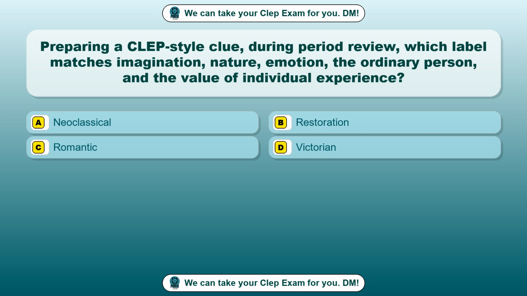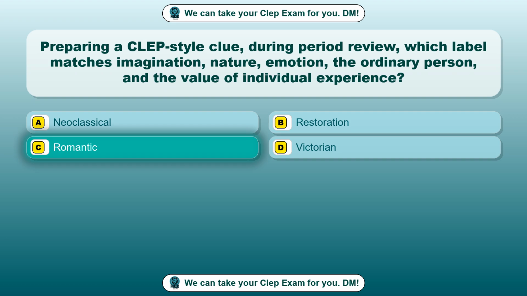Question 54. Preparing a CLEP-style clue during period review, which label matches imagination, nature, emotion, the ordinary person, and the value of individual experience? Option A, Neoclassical. Option B, Restoration. Option C, Romantic. Option D, Victorian. The correct answer is option C, Romantic.